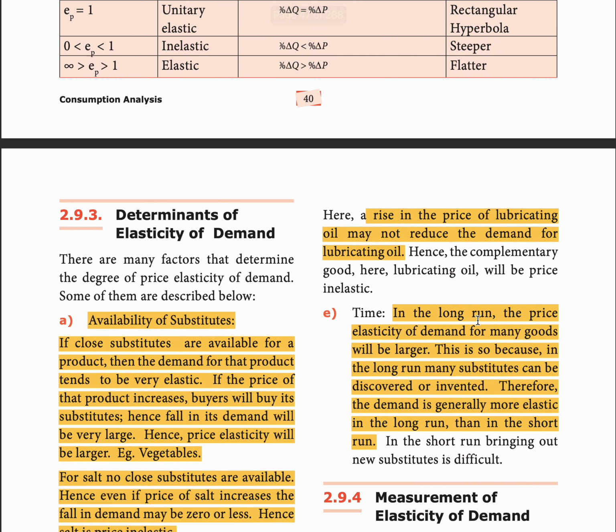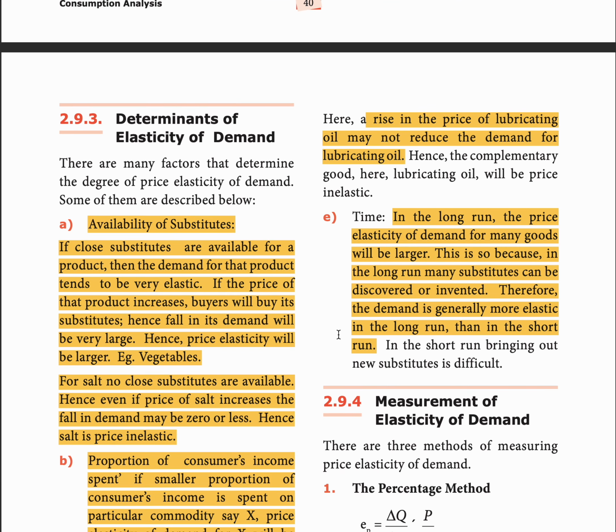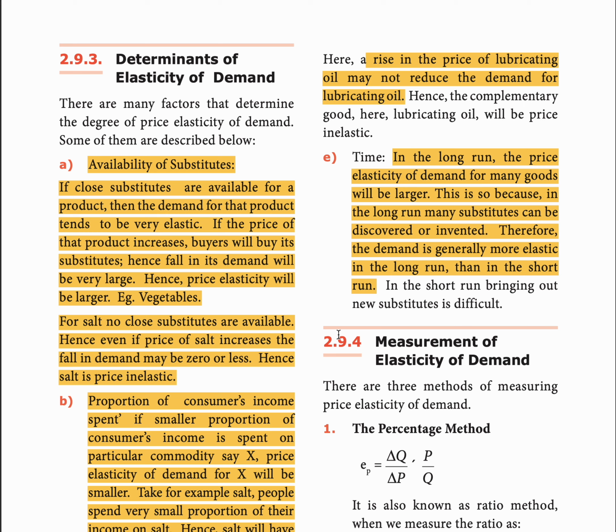Now friends, what are the determinants of elasticity of demand? So friends, these are some of the determinants which determine the elasticity of demand. First is the availability of substitutes. If close substitutes are available for a product, then the demand for that product tends to be very elastic. If the price of the product increases, buyers will buy its substitute. Hence, fall in its demand will be very large. Hence, price elasticity will be larger.